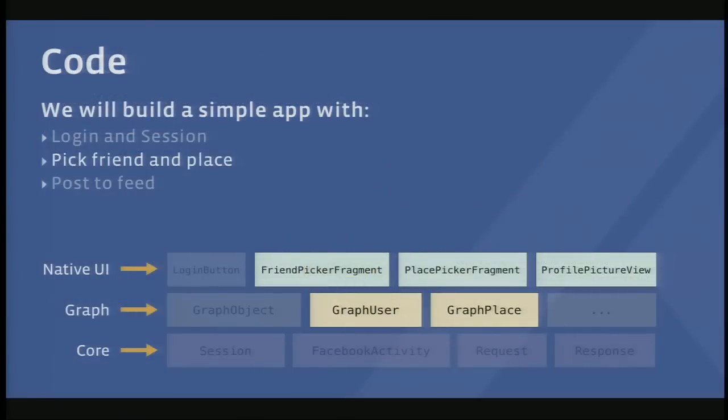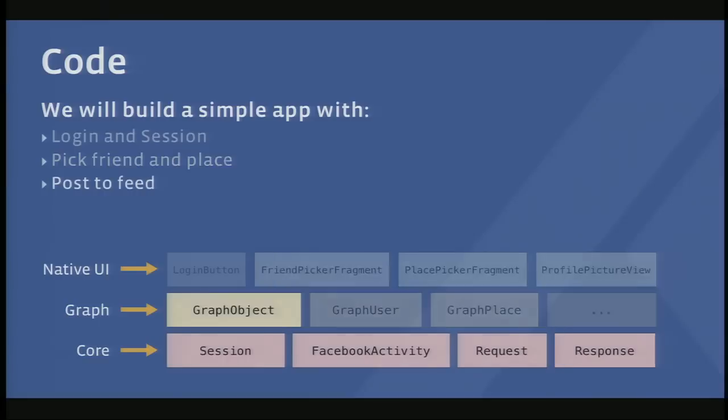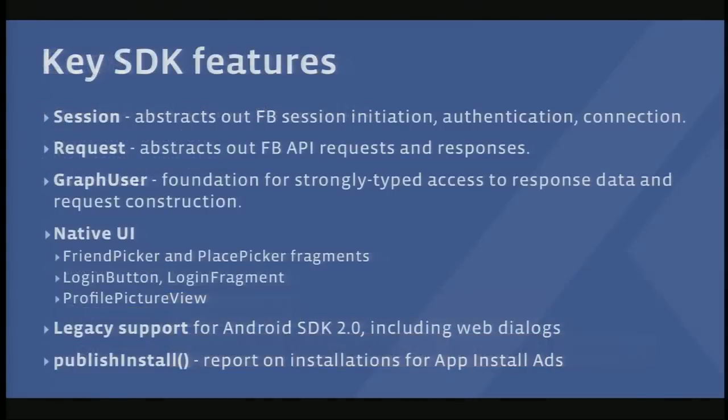The second section used graph user and graph place, strongly typed objects, and the native UI for friend and place picker, as well as the profile picture view again. And the last part, use all the ones at the bottom: the session, on-session state changes, which come from Facebook activity, and explicit use of request and response also, and the graph object for pulling the data out of the response in a strongly typed manner. So those are really the key features of the SDK.